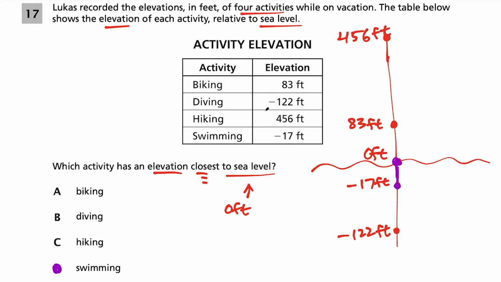Now, a lot of students get thrown off by this because they look and they say, oh, well, it probably has to be something positive. What's the smallest positive number? And that would be 83. So they just look at this one and assume that this is it. But just be very careful here. This distance is 83 feet, and the distance from here to here is 17 feet. Just know that distance is never negative. Okay, so even though this is at negative 17, the distance back to 0 is 17 feet, and that is the shortest distance. Choice D is our answer.